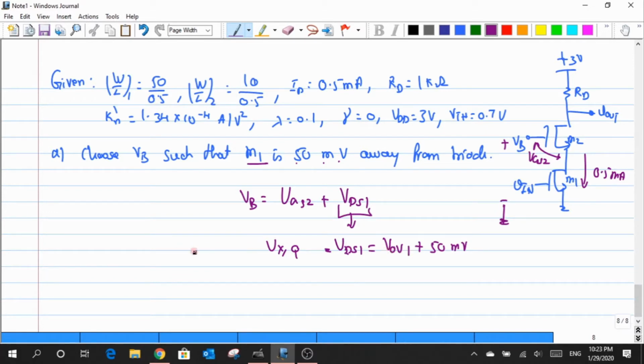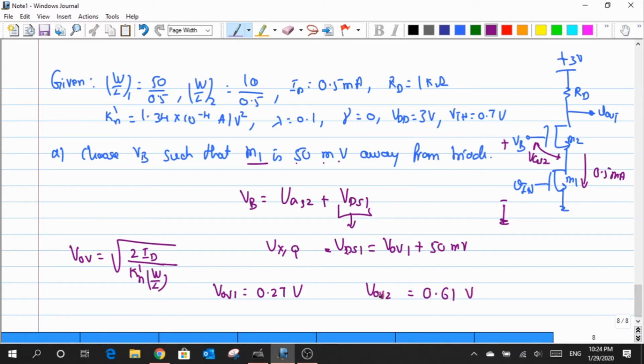For this I need to compute the values of VOV of both the transistors. Generally one could use the expression VOV equals square root of 2ID over Kn dash times the appropriate W/L factor of either M1 or M2. I'll just write down the results. By making use of this expression, VOV1 would end up having a value equal to 0.27 volt, and VOV2 turns out to be equal to 0.61 volt.